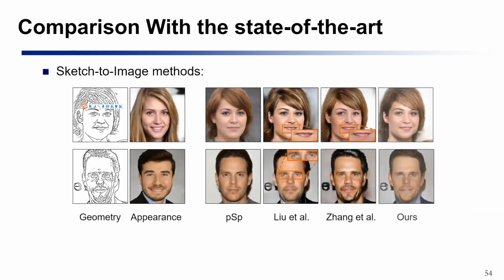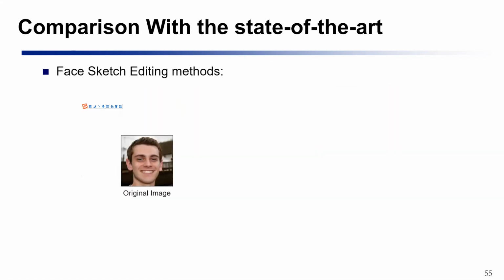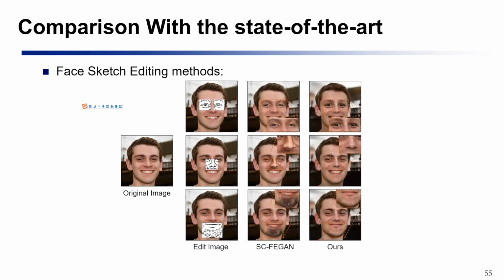We also compare this method with the state-of-the-art method for sketch-to-image translation. For fair comparison, we train all the networks on the same training dataset. It could be seen that in the result of this method, the geometry and the appearance are respected well, and we also generate better results in the local region. So in the global manner or in the local detail, this method generates much better results compared with other state-of-the-art methods.